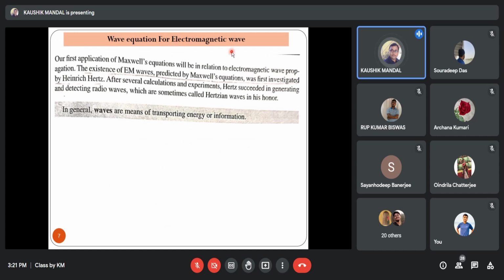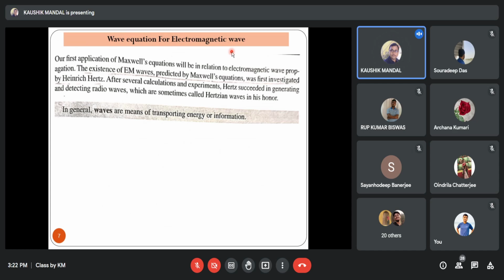Now the wave propagation means nothing but transporting the energy or transporting the information. Wave is transmitted from one point to another point, means we are transmitting the energy or we are transmitting some information. Okay. So we have to take the help of Maxwell's equations to derive the wave equations in different media.